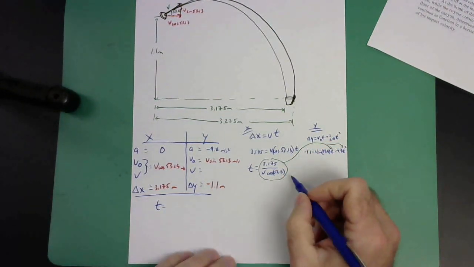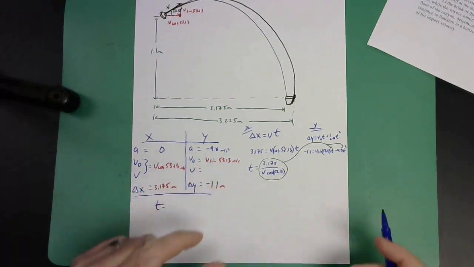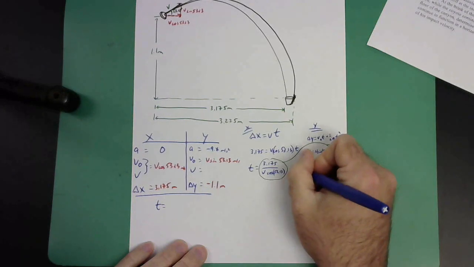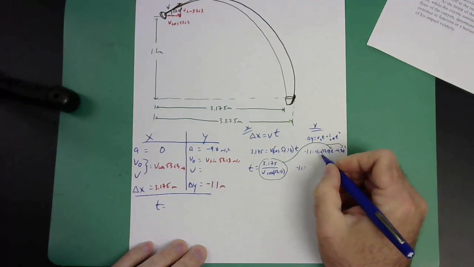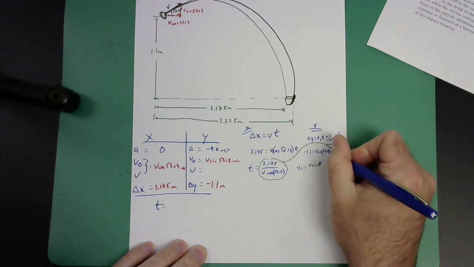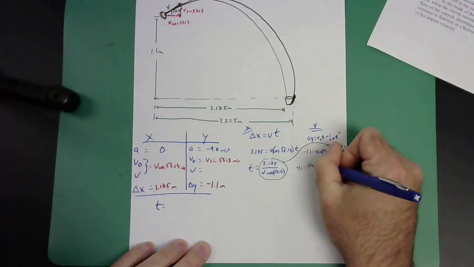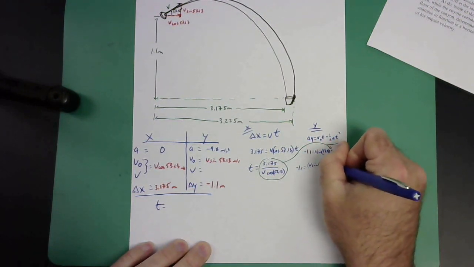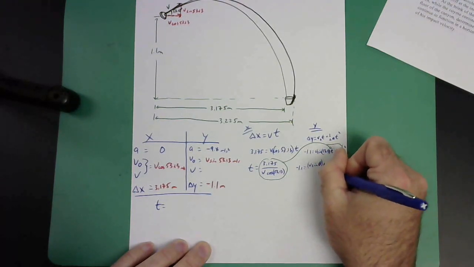All right, I tell you what. I'll just call the 53.13 theta. That'll save me space on the paper, which will make all the difference. I'm going to bring this over here. So I'll have minus 1.1 equals v sine theta times t. But where I have t, I've got 3.175 over v cosine theta, right?